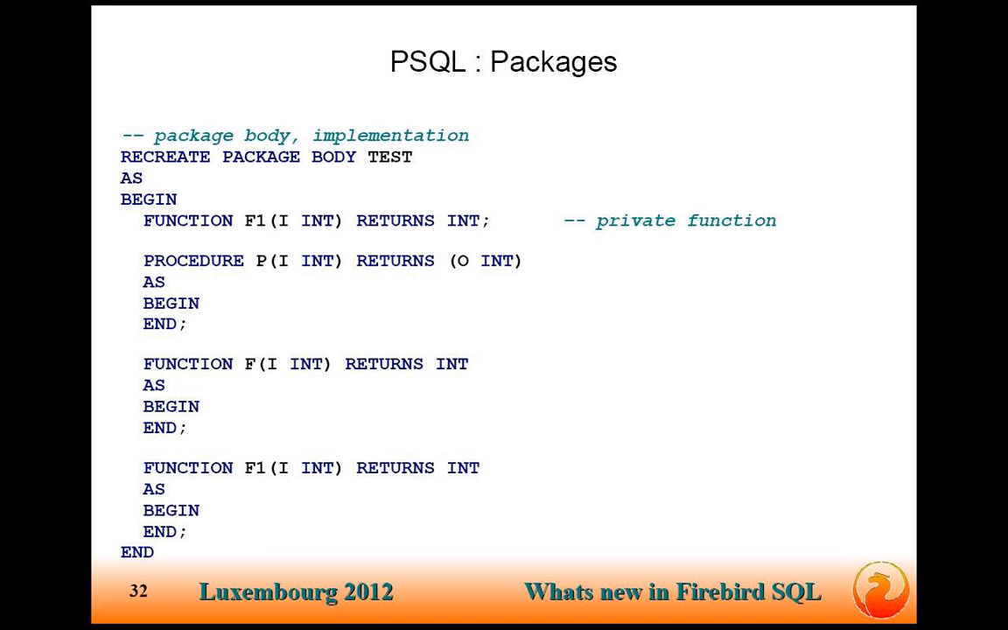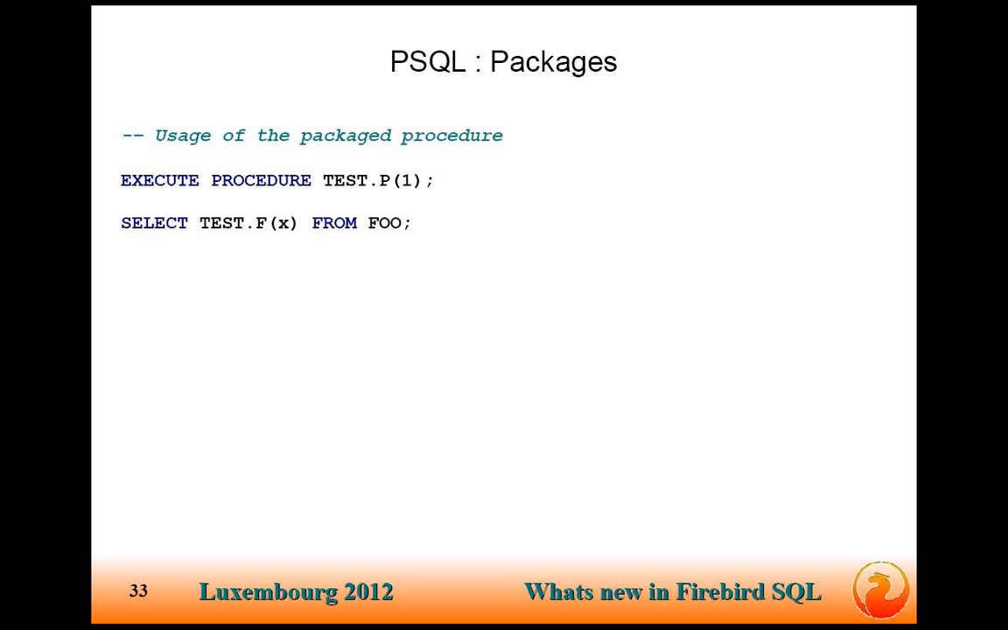Forward declaration is also supported. As you see, the function f_admin is declared first and implemented later. This forward declaration is usable when you need to have dependent definitions of functions, for example. And usage is also very simple. You just write the name of the package, a dot, and the name of the function or procedure from this package to use it.